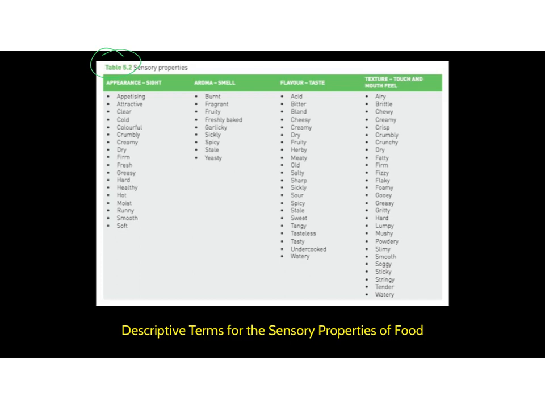this. Now, when doing a descriptive test, these are some of the words that might be used for a sensory assessment. And these are terms that are used for the sensory properties of food. So the appearance might be attractive, clear, cold, colourful, crumbly, creamy, etc. The smell might be burnt, fragrant, fruity. The taste might be acidic, herby, sweet, tangy. And the mouthfeel, which is that texture and touch, might be mushy, lumpy, hard, gritty, greasy, gooey, etc.